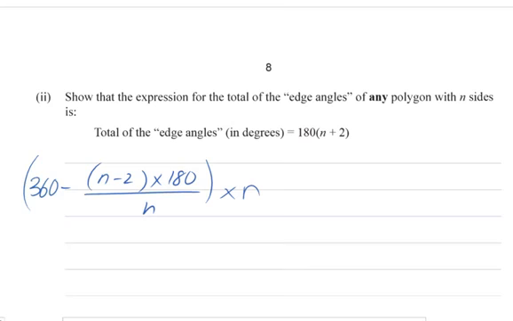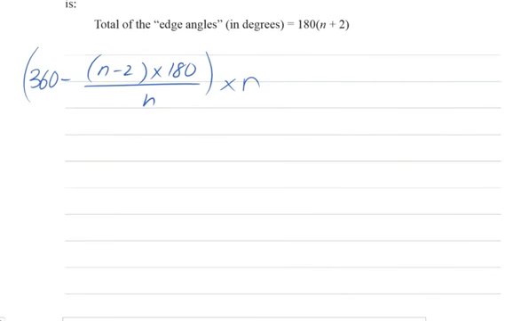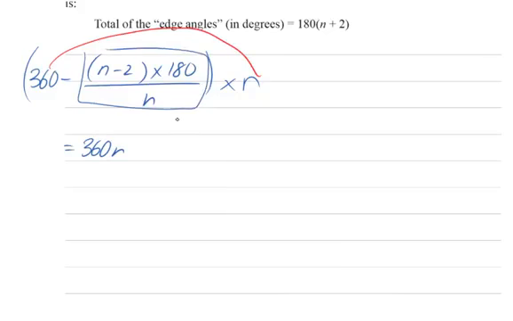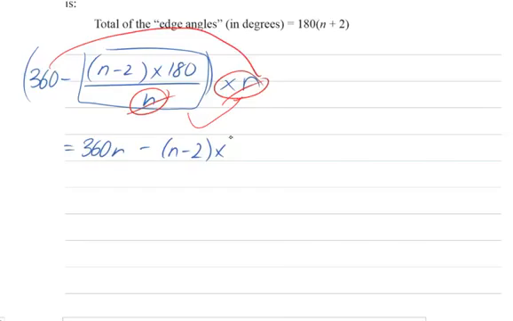Alright, so from here we are exercising algebra, so we'll expand our bracket. So we've got 360 times n. What's 360 times n? 360n. And then we've got all of this thing times n. So you've got to divide by n and then times by n. It just cancels out. And then we're left with what's on top. So n minus 2 times 180.